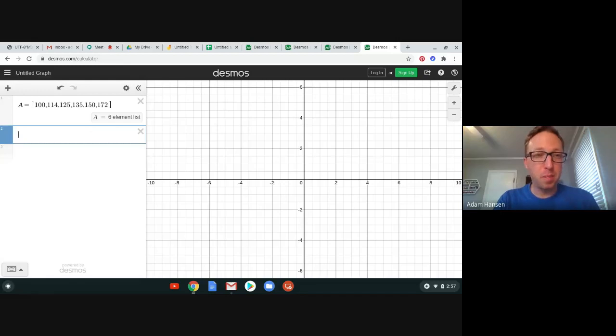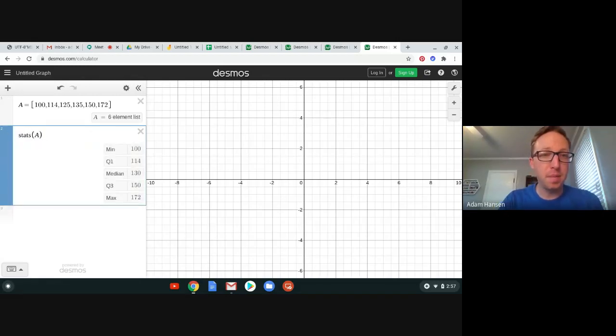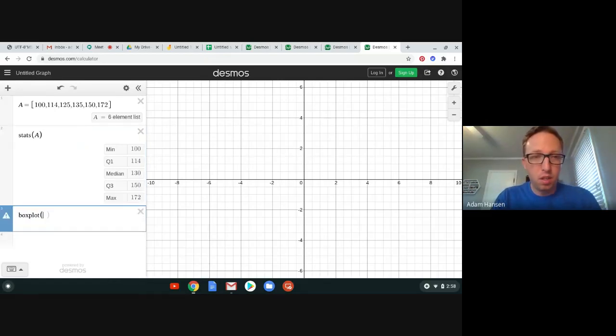To get the 5-number summary pretty quick, I could just type stats, and then in parentheses, my data set is named A, and there are the 5 different points that make up the 5-number summary. The difference between each of the points in the 5-number summary would be 25%. There's 25% of the data between the minimum and Q1, 25% between Q1 and the median, and so on. In another row here, I'll type box plot A.